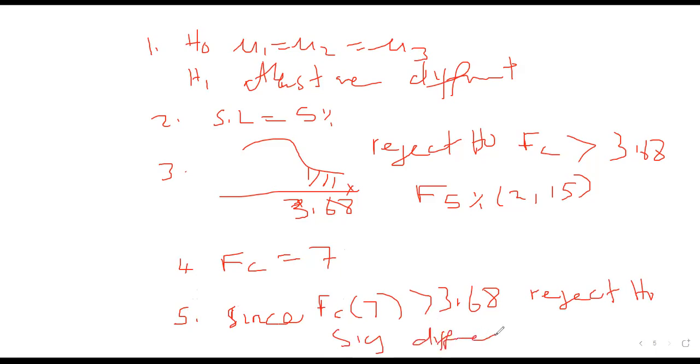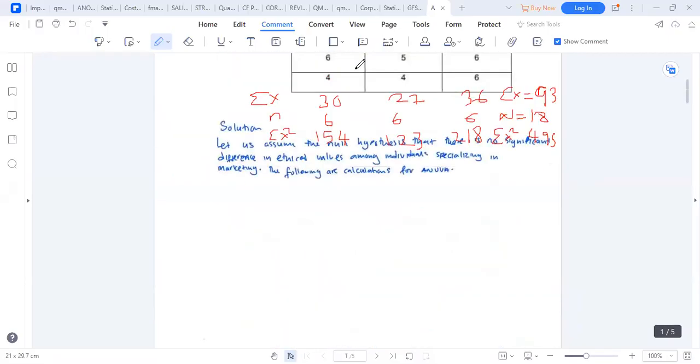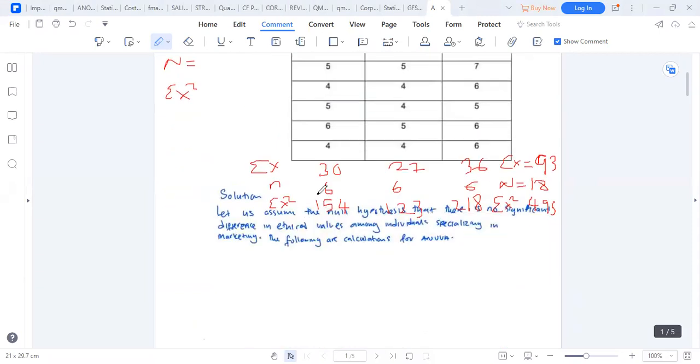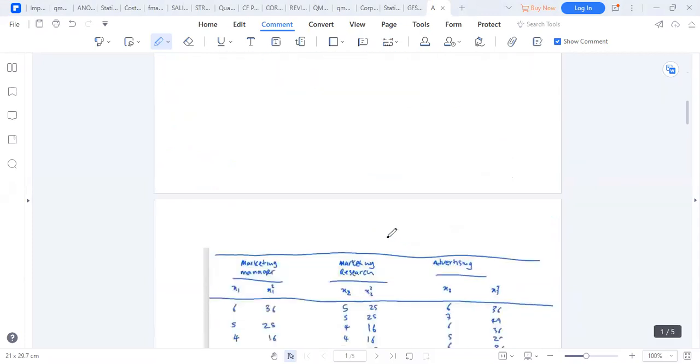So we go to solutions. Let's see whether we're getting the same answers. This is total 25 marks. So here is this question. The question is use a 5% or 0.05 to test whether there's a significant difference in the perception of the 3 groups. So we are going to conduct a hypothesis testing.